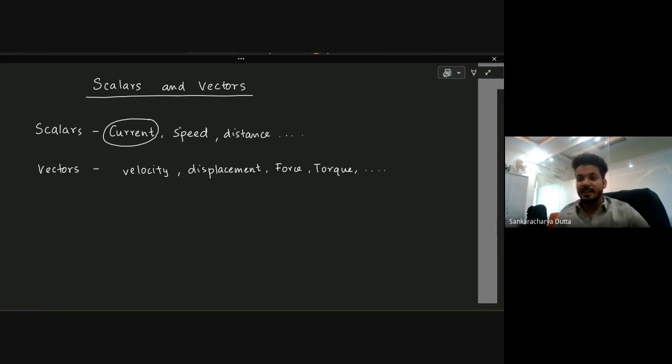Excuse me, sir, what exactly is the vector law of addition? To essentially know that, we need to first understand how you represent vectors. So this is the next topic that we are doing, representation of vectors.